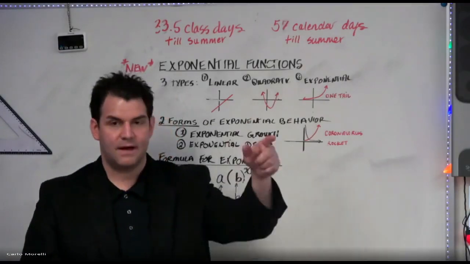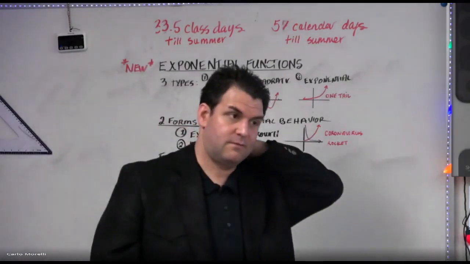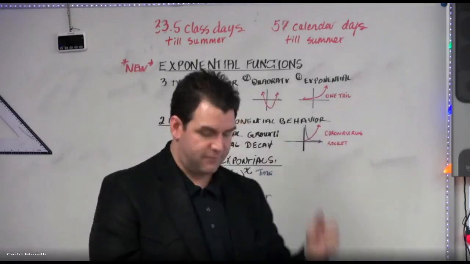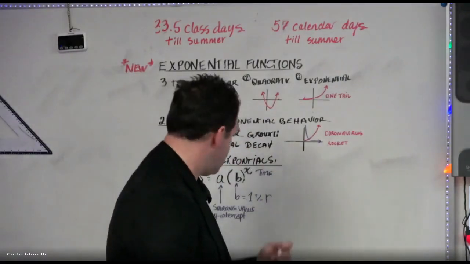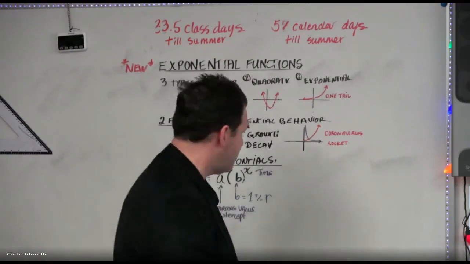I want Alex to tell me a number to start with. Make it an easy number. 25. Okay. Well, we're doing bank money, so let's call it 25,000. All right, we're going to start with $25,000.